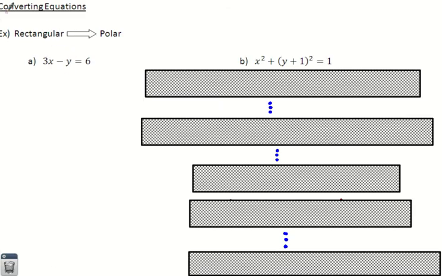So this equation has x's and y's in it. What are we going to do to convert it instead to be in terms of r and theta? What do you think? What could we replace the x and or the y with so that it would now say just r's and thetas? Well, wasn't the x the same as r cosine of theta? And wasn't the y the same as r sine of theta? Yeah.